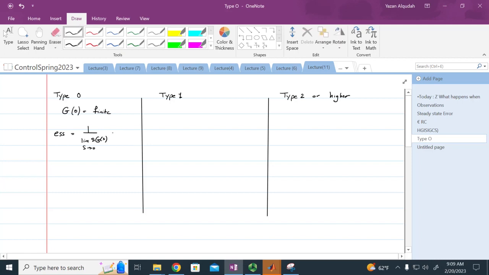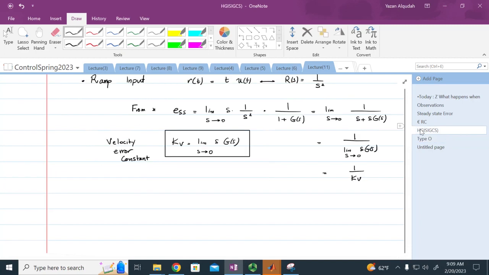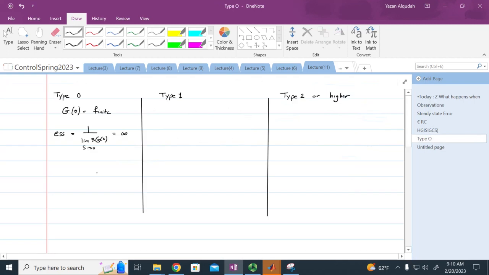What is this going to equal to? Infinity. Again, this is from what we have here: 1 over the limit as s goes to 0 of s multiplied by g of s. If it is type 0, g of s is finite. Then I have 0 multiplied by a finite value, and that is going to give me infinity. So therefore, we conclude here that if I have a type 0 system, this type 0 can't track a ramp input.